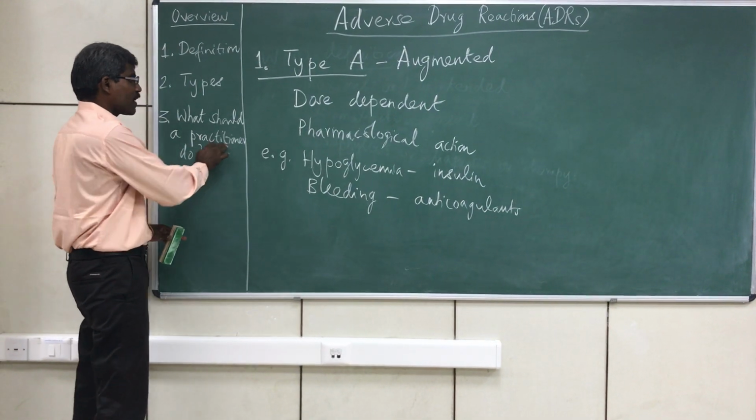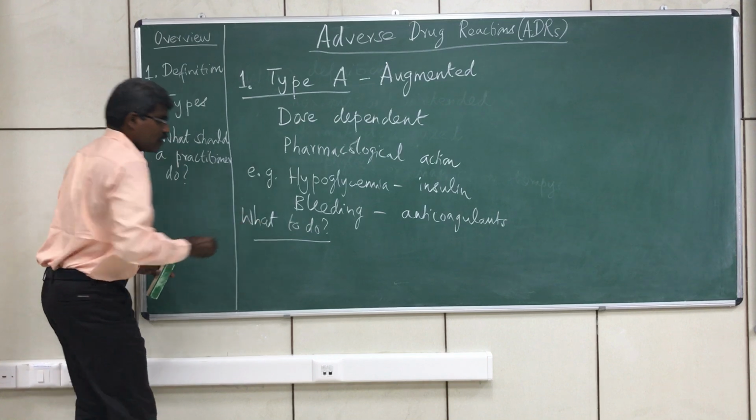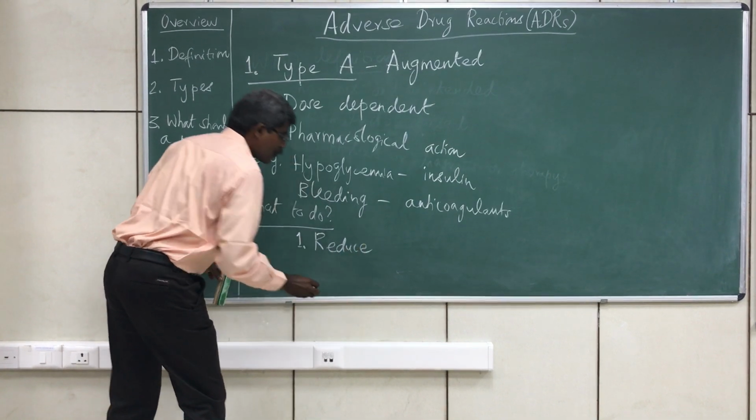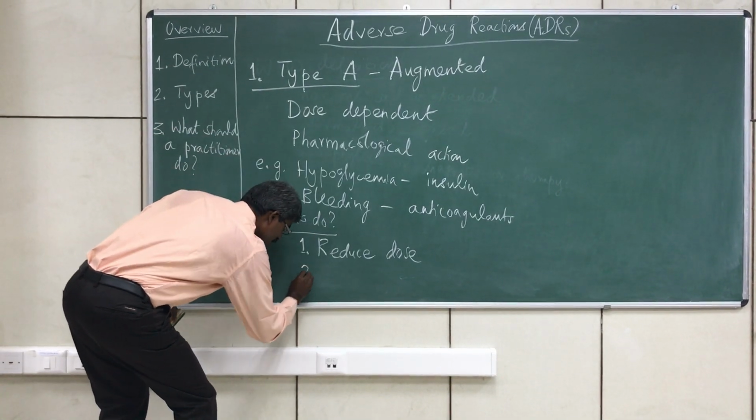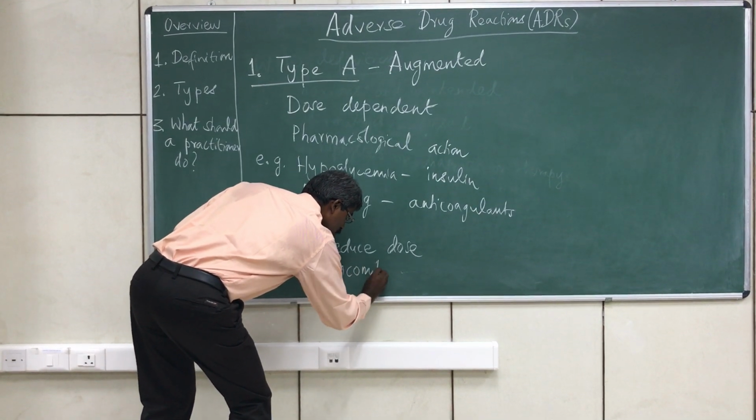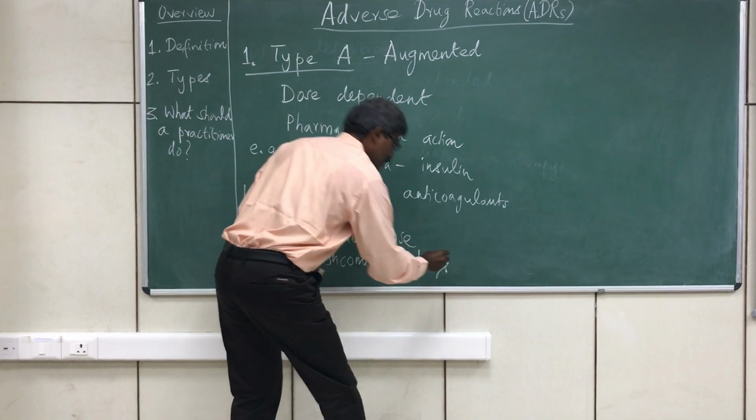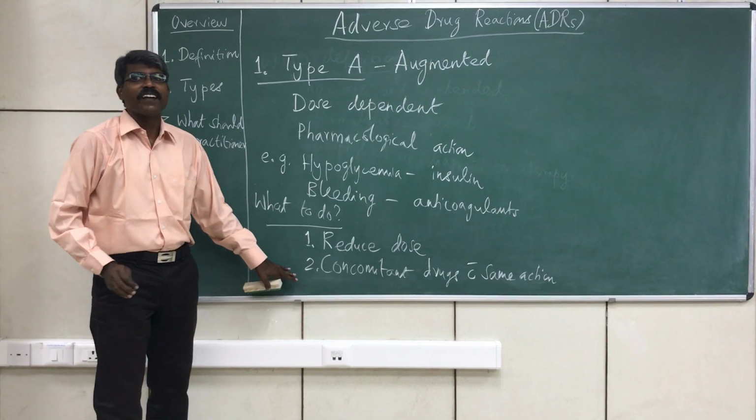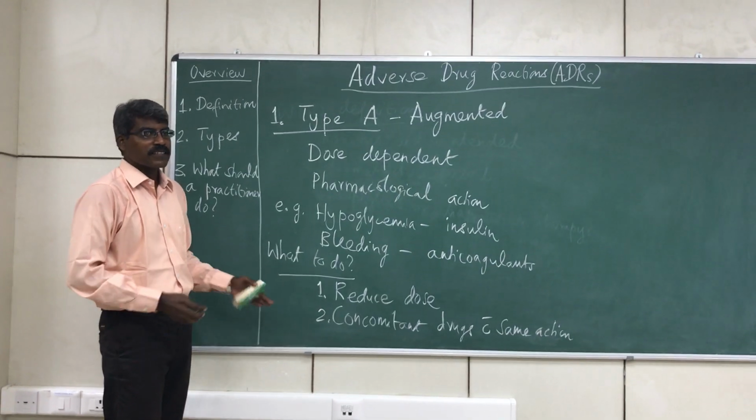Now what should a physician or a practitioner do when he encounters this type of reaction? The first thing is they have to reduce the dose, because these are dose related. The second thing they should consider is whether there is any concomitantly administered drug which has a similar action, so that these become augmented or increased. If any such drug is present, then this has to be taken care of. So this is the action they have to take for type A reactions.